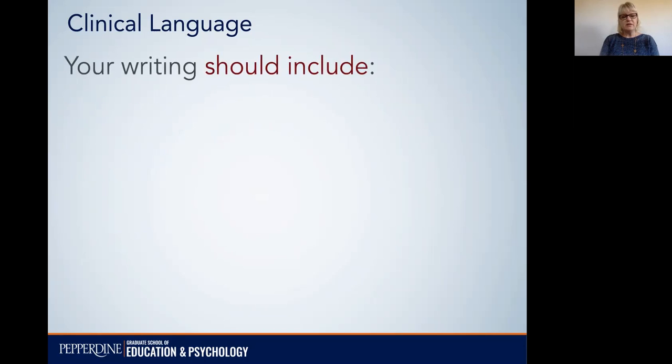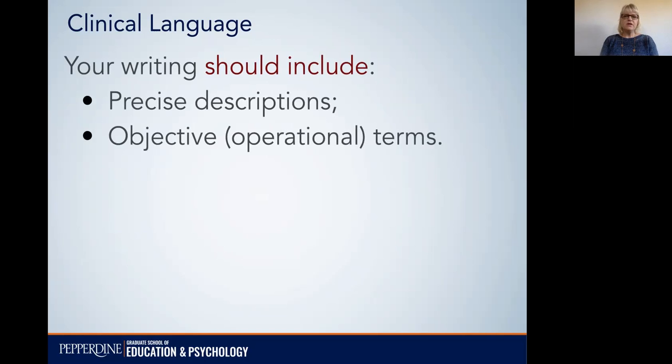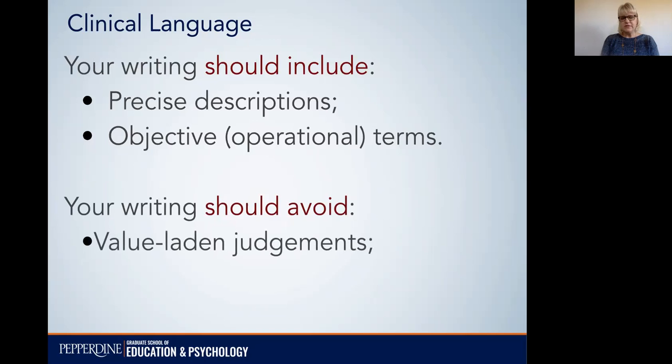So your writing in clinical writing should include precise descriptions. That means being very clear about the specific behaviors, objective or operational terms, which means looking at the client's experience in measurable terms. And then your writing should avoid value-laden judgments. So that means you making some sort of interpretation of the language, and I'll show you an example. And using colloquial language. Colloquial refers to everyday or casual conversation.